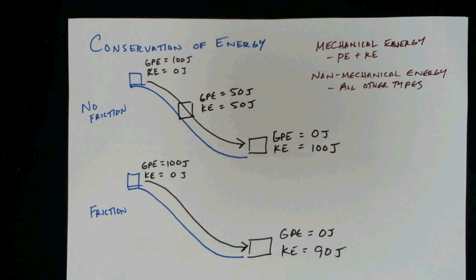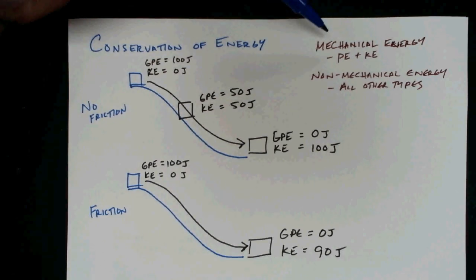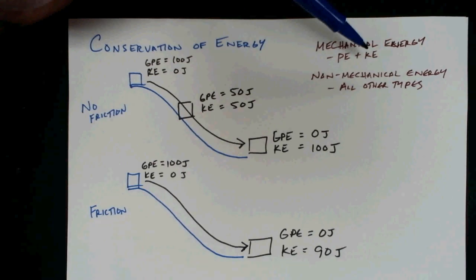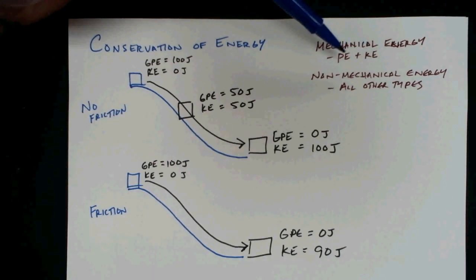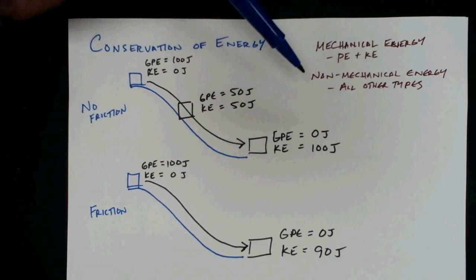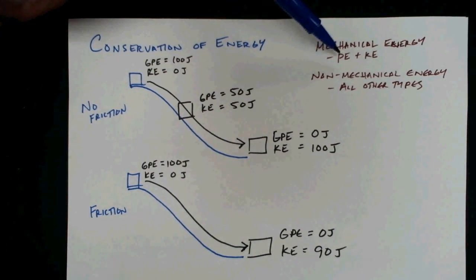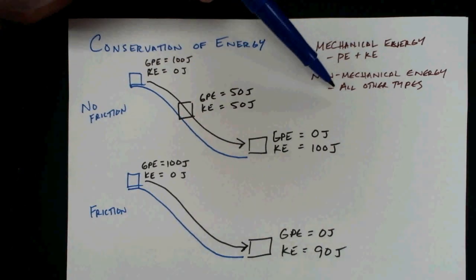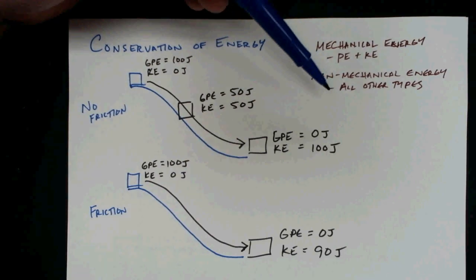All right, so we're looking at conservation of energy. Specifically, what we're looking at is conservation of mechanical energy. Mechanical energy is just potential and kinetic energies. So we're going to see these change back and forth between each other. If we had a situation with non-mechanical energies, that would be anything besides potential or kinetic energy. Thermal energy would be an example of a non-mechanical energy that would be classified here.